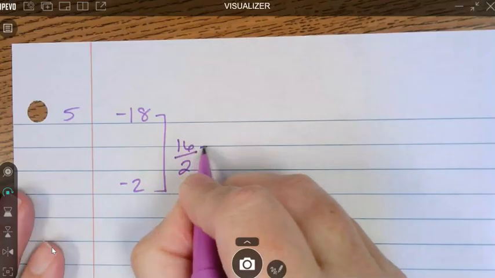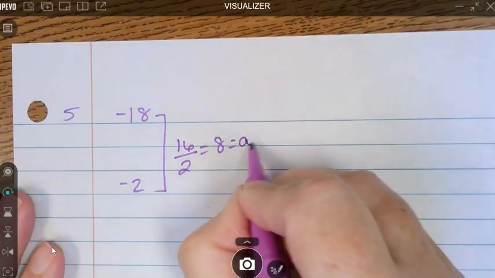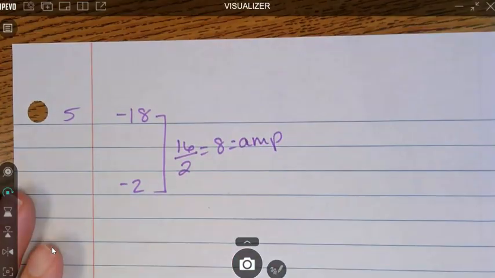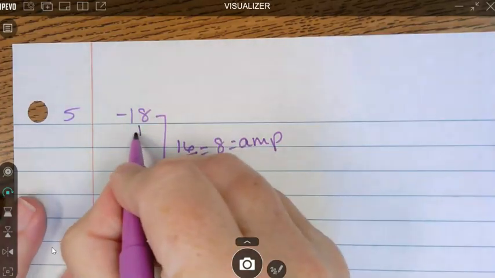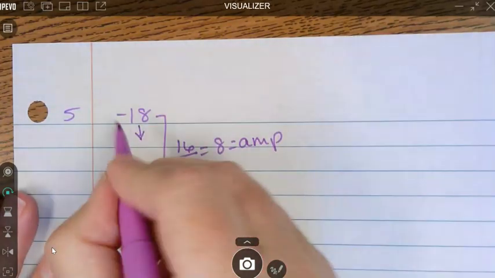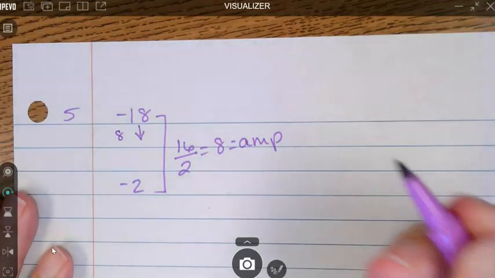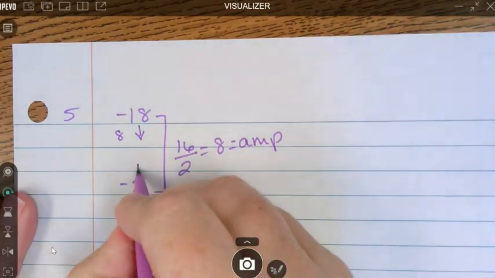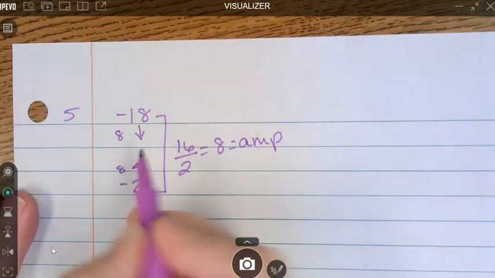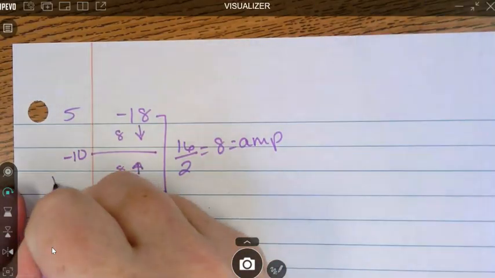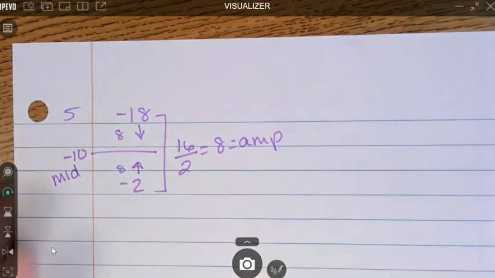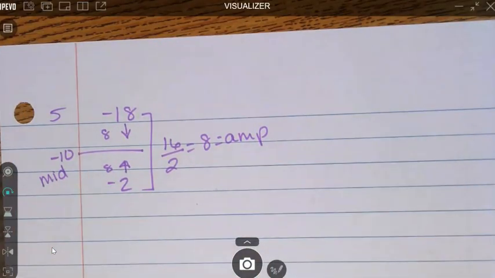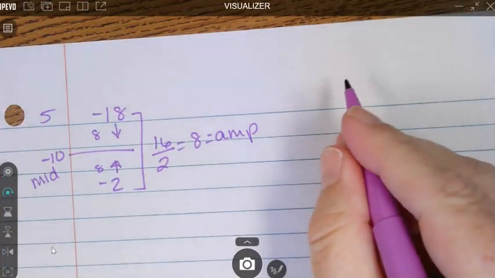Divide by 2 and we get 8. This is my amplitude. You can either start from negative 8, go down towards the center to 8, or from 2. No matter where we are, we're at negative 10, and this is our midline. Okay. So they tell us our period is 2 pi over 3.